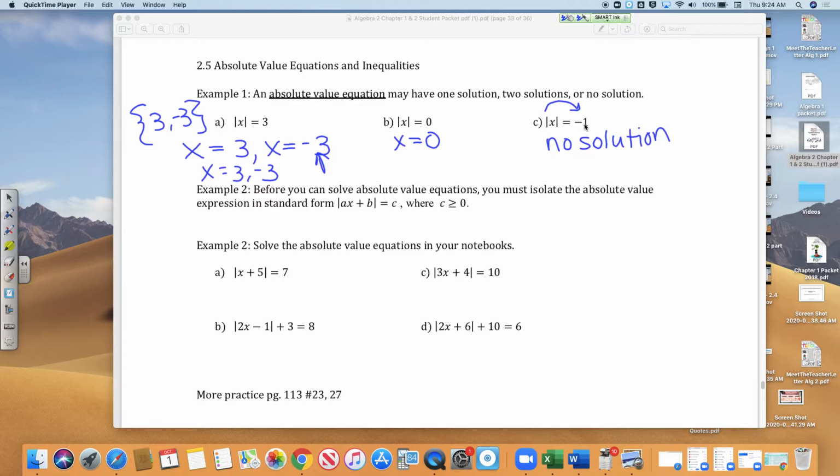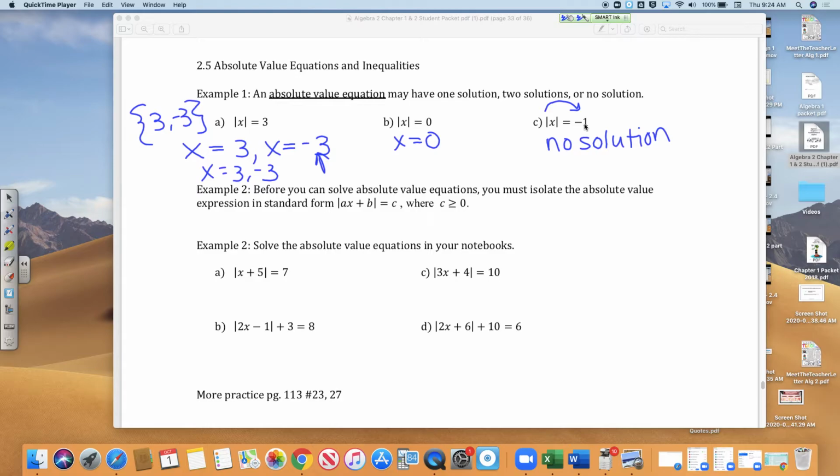Before you can solve absolute value equations, you must isolate the absolute value expression to be in this form: absolute value of ax plus b equals c. That means basically you have to isolate the absolute value bars first, and then once you have those isolated, then it's time to solve them.